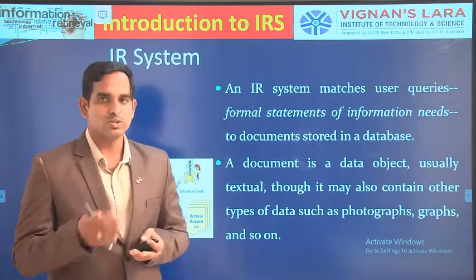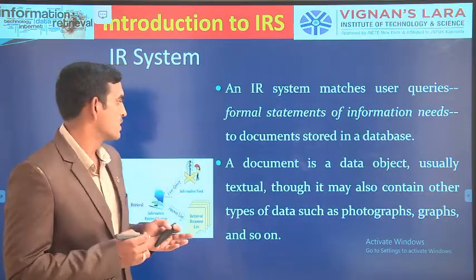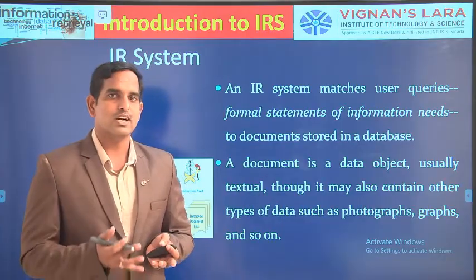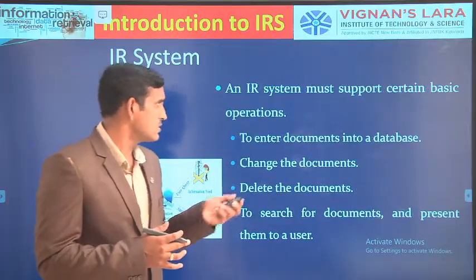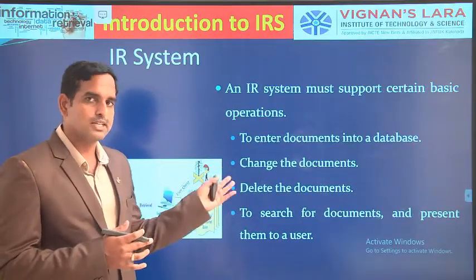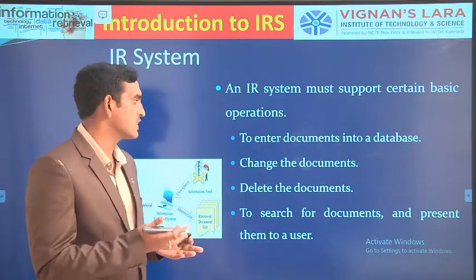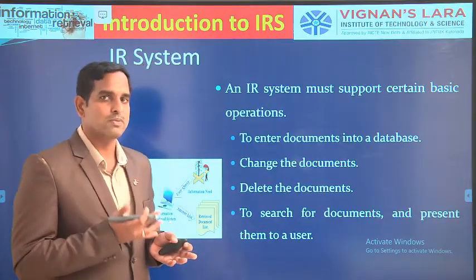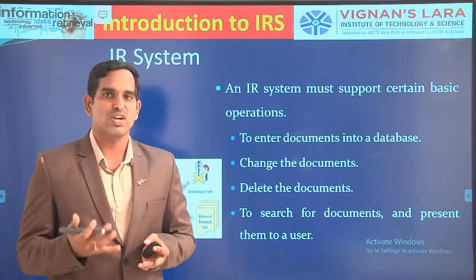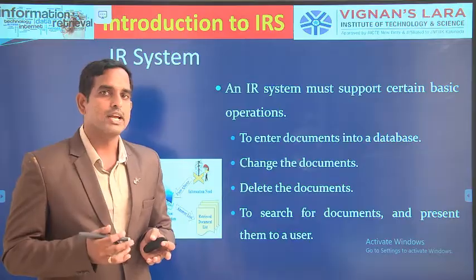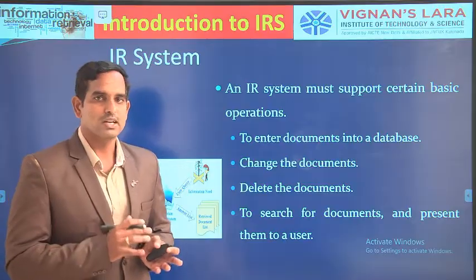One part is your user queries. The user queries have to be matched with one of the documents in your database. A document is nothing but a data object present in your database. An information retrieval system must support all these basic operations: it should be able to enter documents in your database, you should be able to change those documents, and if you want to delete them, you should be able to delete them. And if you want to search for those documents, the user should be able to query and search for them, and the retrieval should be fast.